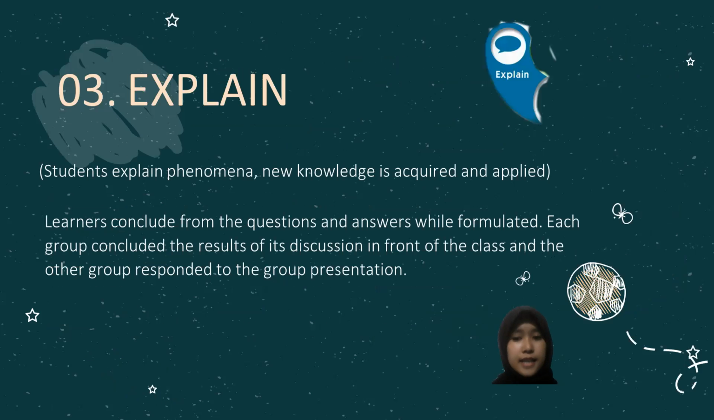And third is explain. Students explain phenomena. New knowledge is acquired and applied. Learners conclude from the questions and answers while formulating. Each group concludes the result of its discussion in front of the class, and the other groups respond to the group presentation.